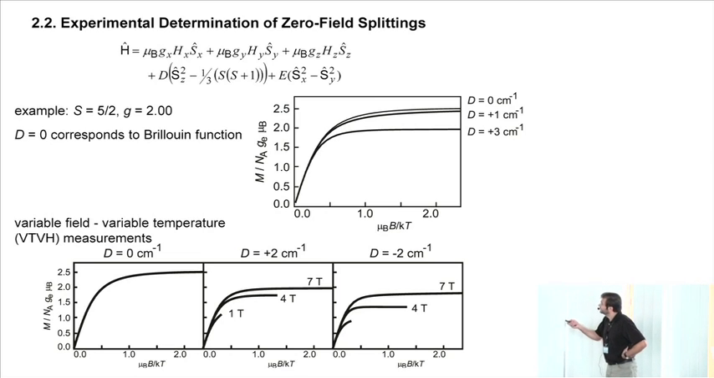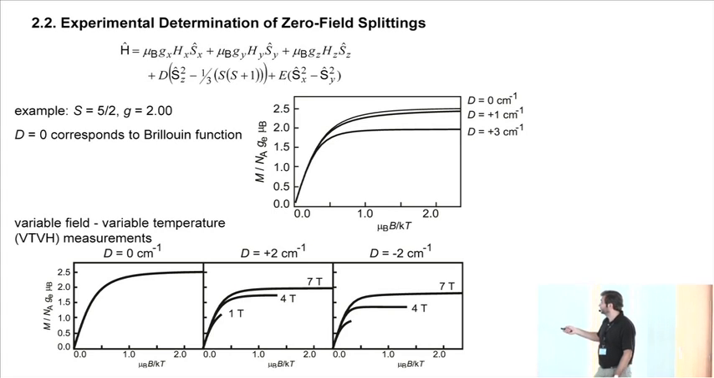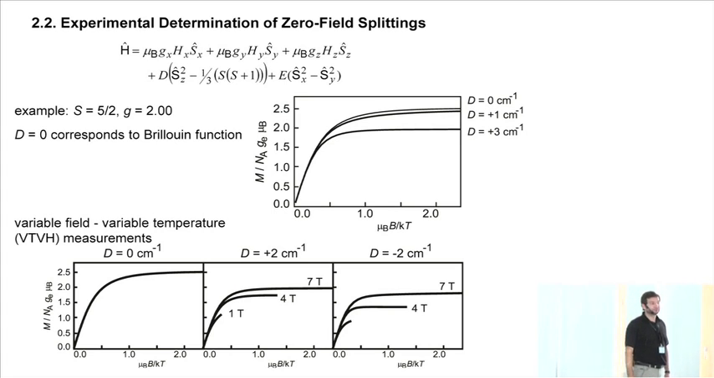And now if I calculate this, really by doing what Eckert was saying, the diagonalization of the matrix, and calculate it for a D of +1 or D of +3, you see the saturation magnetization is smaller. It does not saturate at 5/2 times N_A g mu_B. It saturates at a smaller value. So this is how we can extract the D value from such a magnetization measurement. We can fit our spin Hamiltonian to the experimental data.